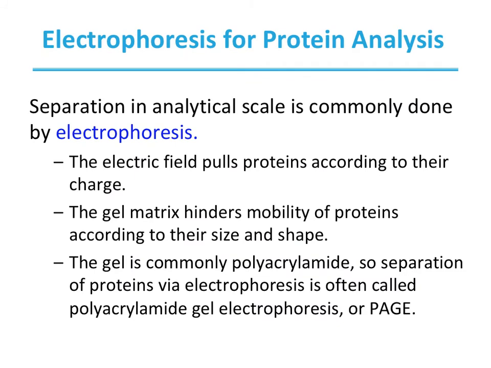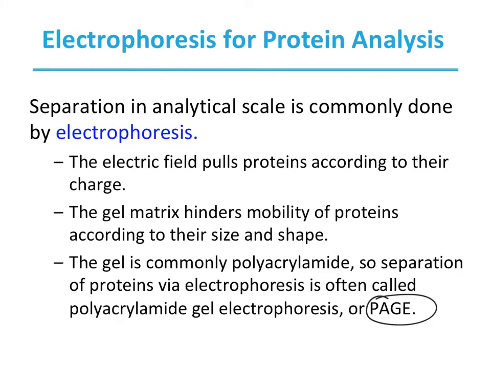On the analytical scale, separation is often done by electrophoresis. In this, an electric field pulls proteins according to their charge, and the gel matrix hinders the movement of proteins according to their size and shape. The most common gel used is called polyacrylamide, and separation of proteins via electrophoresis is often called polyacrylamide gel electrophoresis, or PAGE.